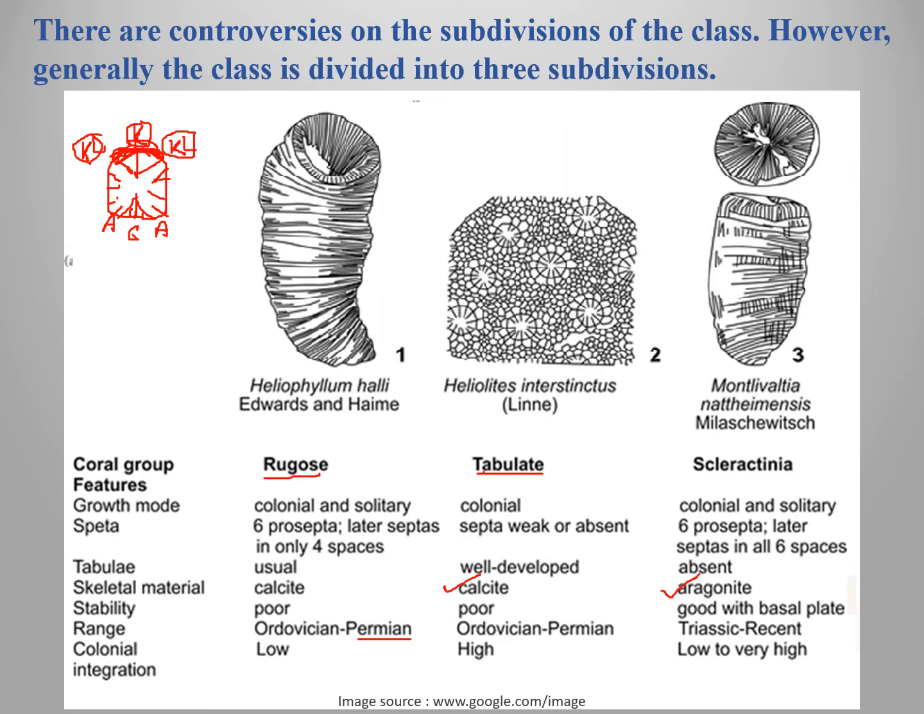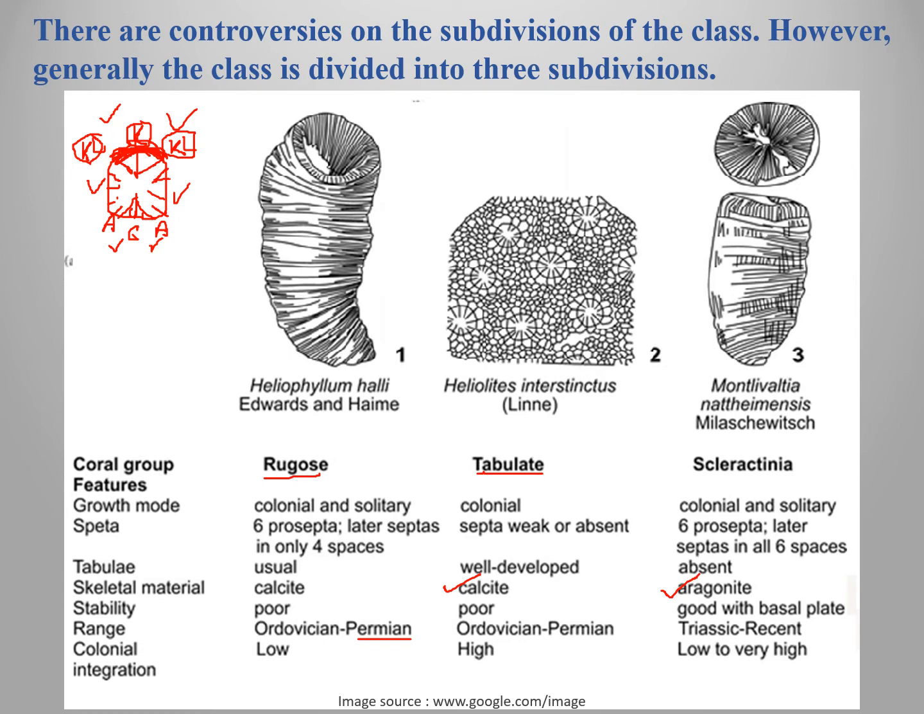So as we found in the rugose corals, this position between two counterlateral septa does not contain any metasepta. Only these four quadrants, this one, this one, this one, and this one, contain the metasepta. In Scleractinia corals, these positions also contain metasepta. So all the six quadrants contain metasepta.